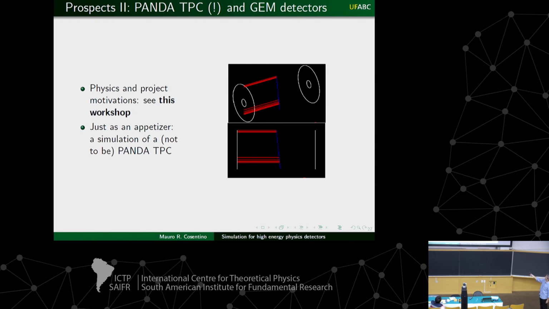This is, we are simulating actually cosmic rays. So the blue line is a positive muon coming from the sky, right? And the red straight lines are the electrons that are being propagated in the gas due to the electric field. So this is just one appetizer of what we are aiming to do.